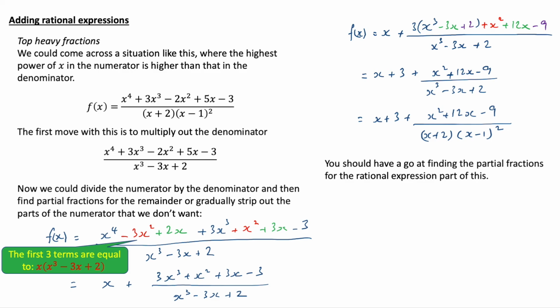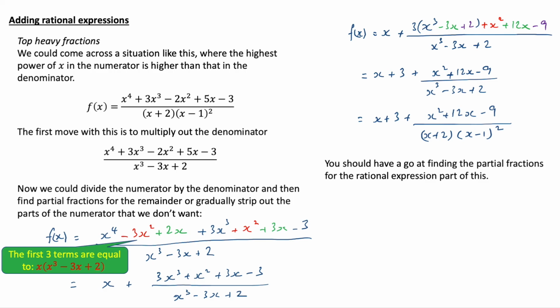Now, you can have a go at finding the partial fractions for the rational expression part of this using one of the methods that we've looked at previously in this video, but what this screen has shown is how to deal with a top-heavy fraction by stripping away the bits we don't want, which in this case were the x to the power of 4 and the 3x cubed. Once we've stripped them away, we're left with a proper rational expression which has degree 2 on the top and degree 3 on the bottom in this case, which we know how to deal with using previous methods.